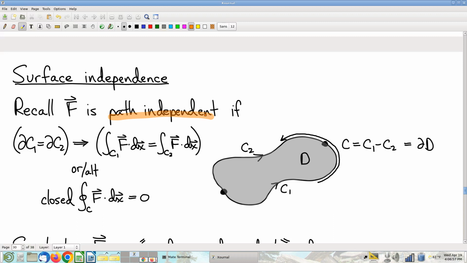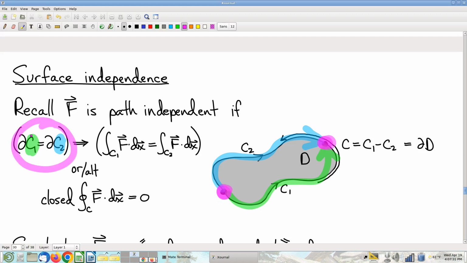A weird concept. It's a property of a vector field. Special kinds of vector fields have this property. They're so special that the property itself kind of looks implausible. Let me remind you what the property is. The idea is if I have a curve C1 and another curve C2, which you'll notice starts at the same point and furthermore ends at the same point. So these two curves have the same boundary. Same starting point, same ending point.